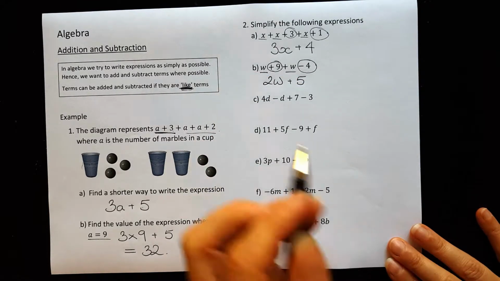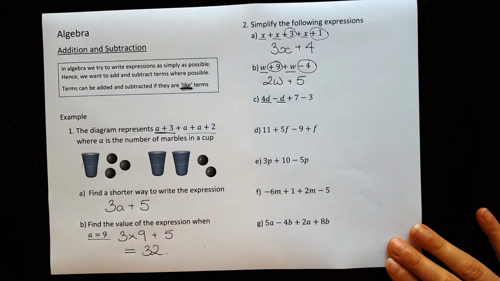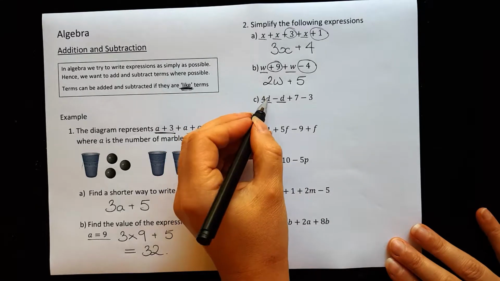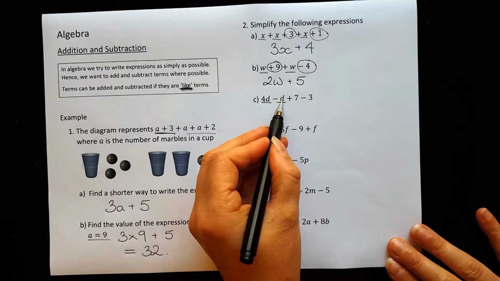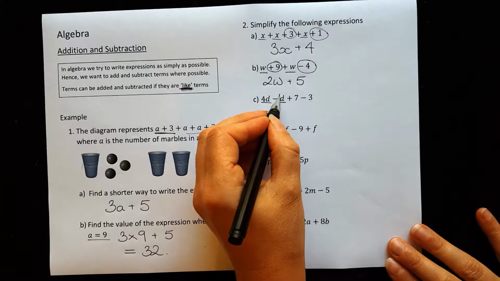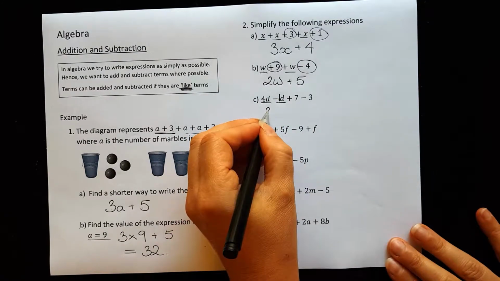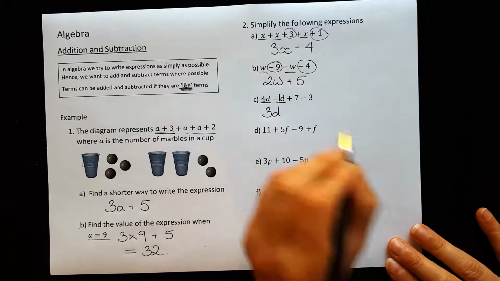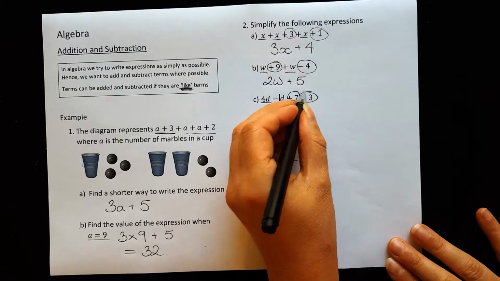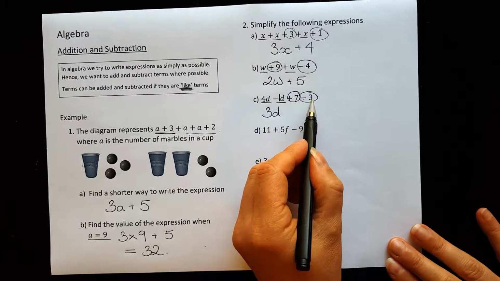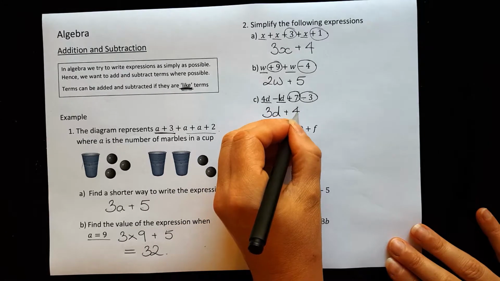Let's do that again for C. 4d and d are like terms. Using the symbol in front of this d here, 4d minus d. Remember that this would be 1d if we need a number there. So 4 minus 1 makes 3d. And the numbers are like terms, so 7 minus 3 makes 4, a plus 4.